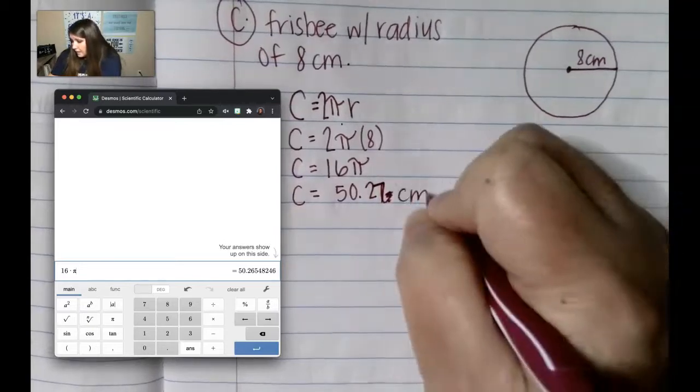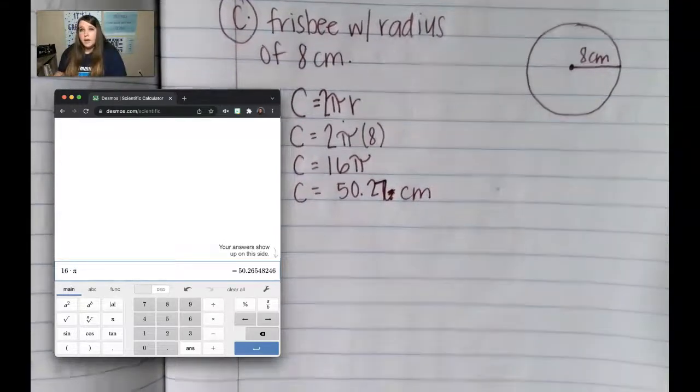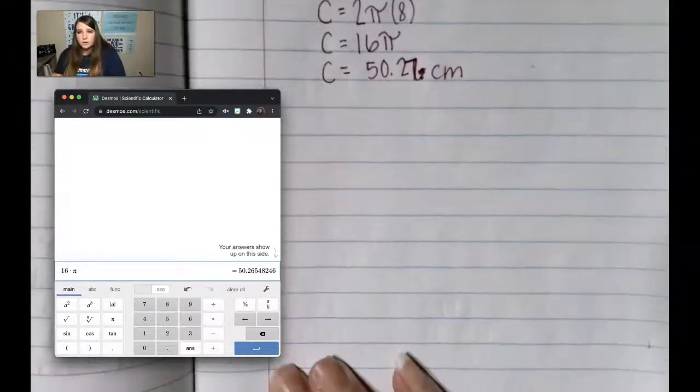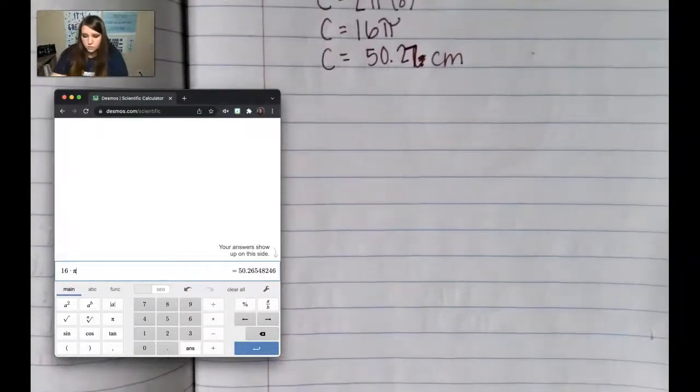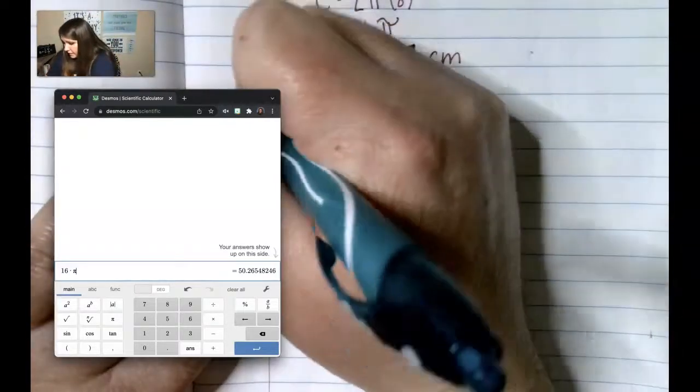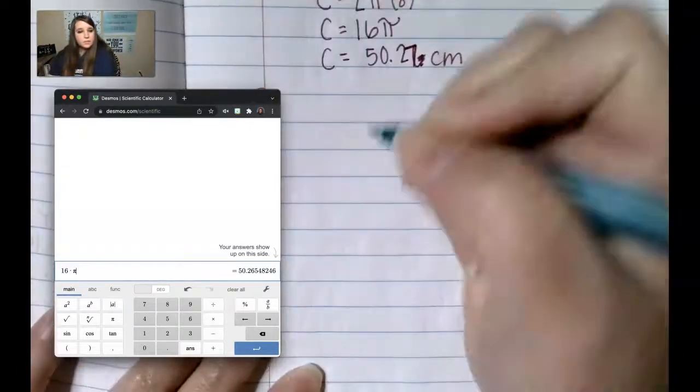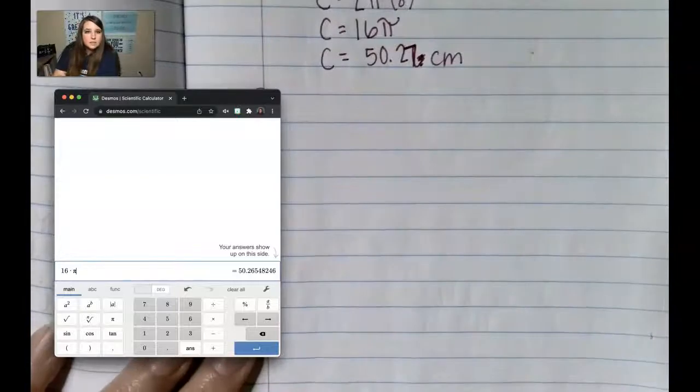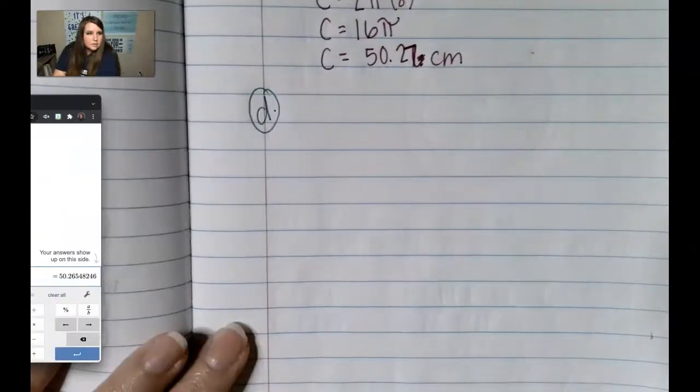And that is centimeters. Okay, let's do one more, and then I will let you do your try-its. All right, example D. So example D, let's get rid of this little calculator here.